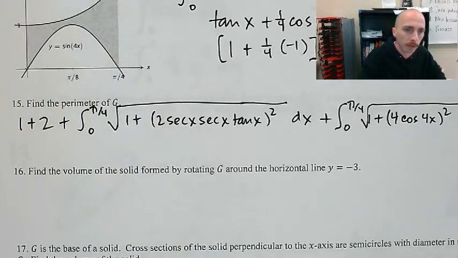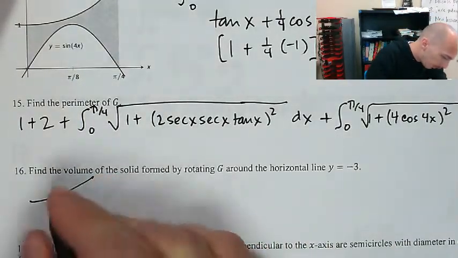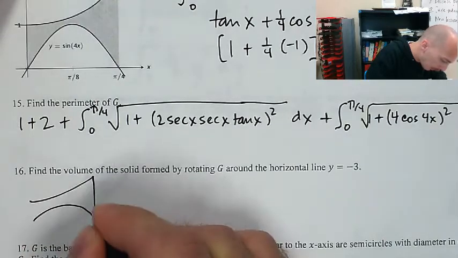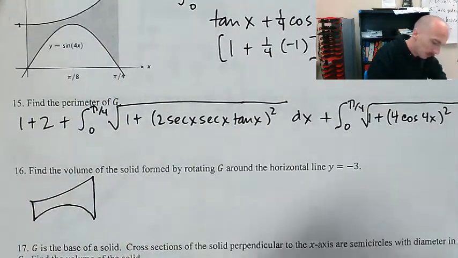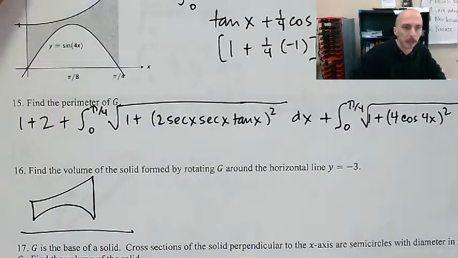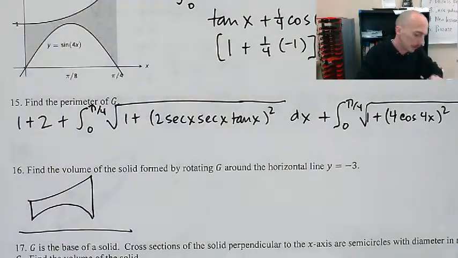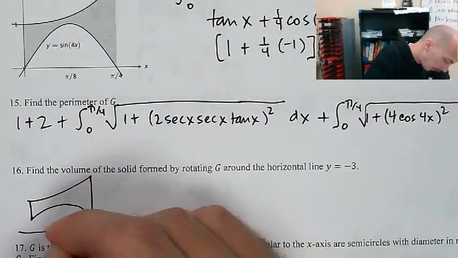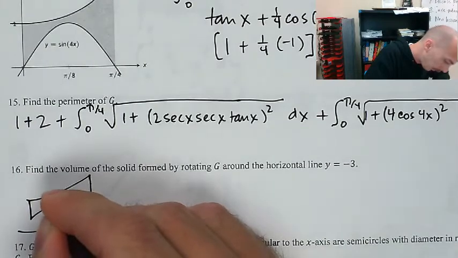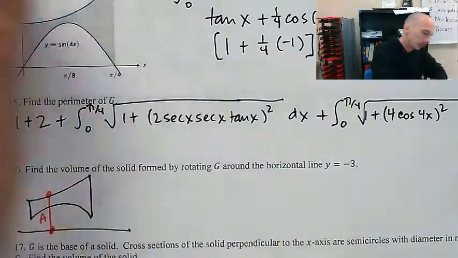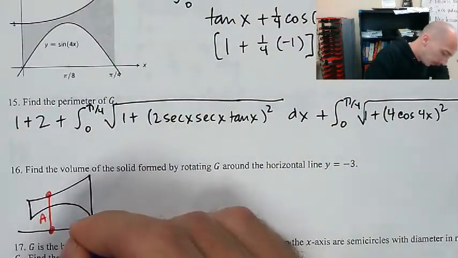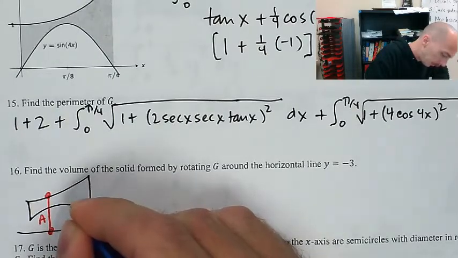Find the volume of the solid formed by rotating G around the horizontal line y equals -3. Well, I'm going to just replicate the region here. Y equals -3 will be down here, so I'll need a large radius and a small radius. For the large radius, I'll start at the axis of rotation and reach all the way to the far side of the region I'm rotating. And for the small radius, I'll start from the axis and reach to the near side.